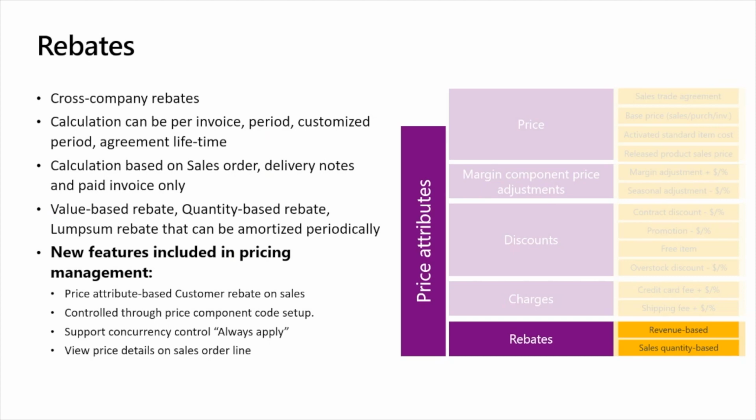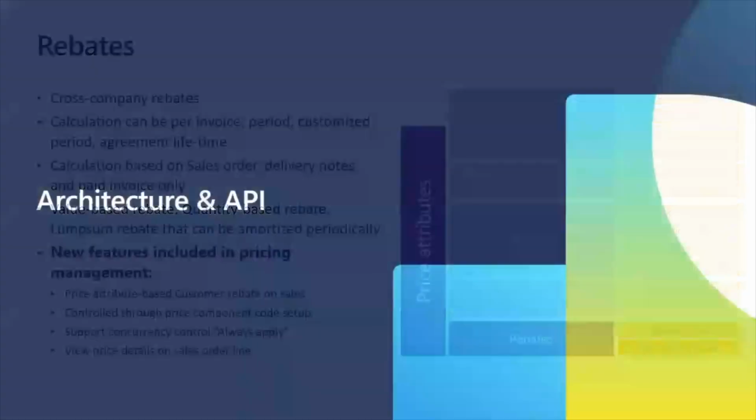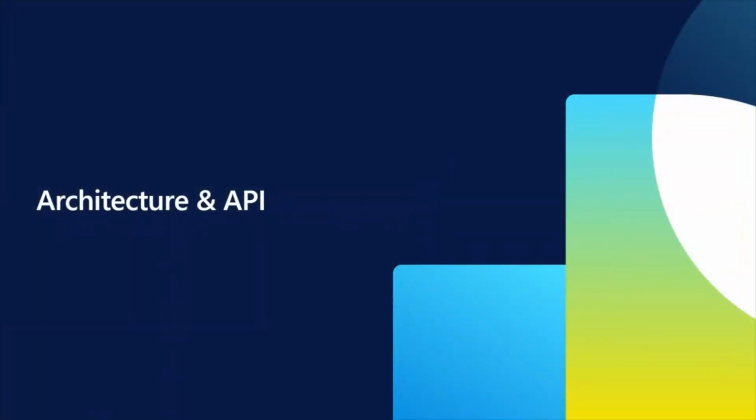Rebates are controlled through price component code setup. That way, it gives us more flexibility to calculate rebates using different price attributes. Rebates can be visible on the sales order line using view price details for an individual sales line. That's all about rebates. My colleague Menekse will take us through architecture and API.